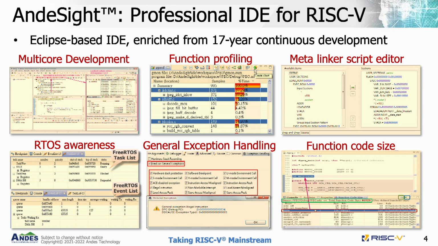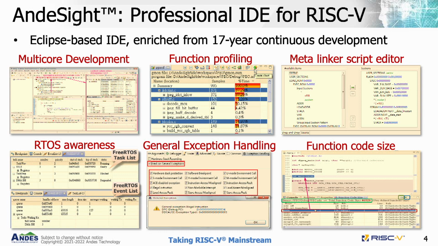And we also have function profiling, which shows the execution time for each function. The link script editor is very simple to use and helps developers generate link scripts. The RTOS awareness functions help the developer exploit the runtime environment. And we also provide an RTOS awareness timeline view to display the execution sequence history in the environment.